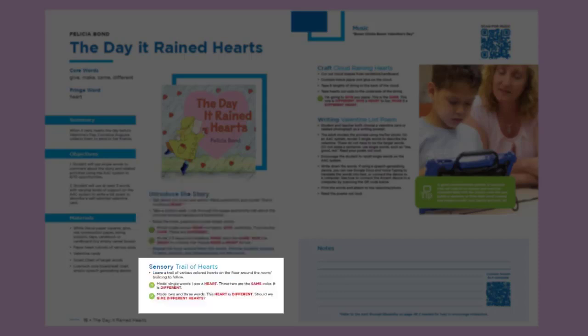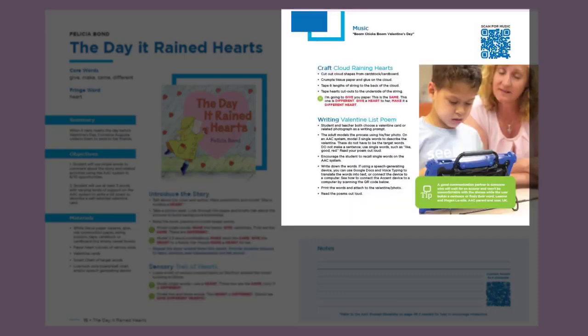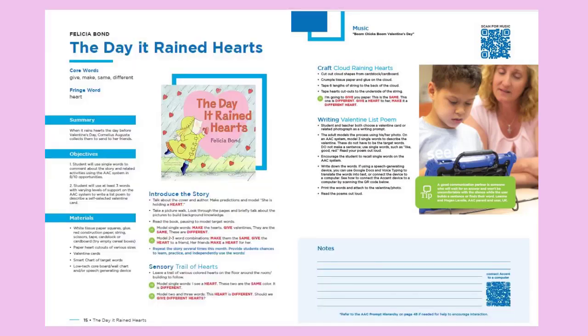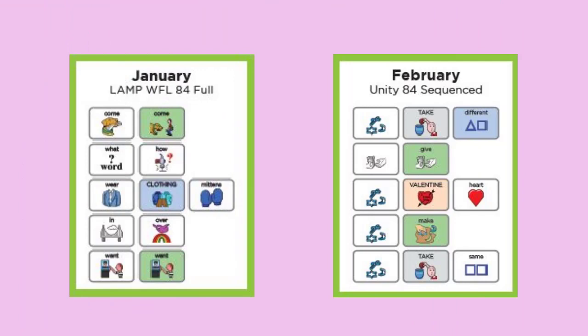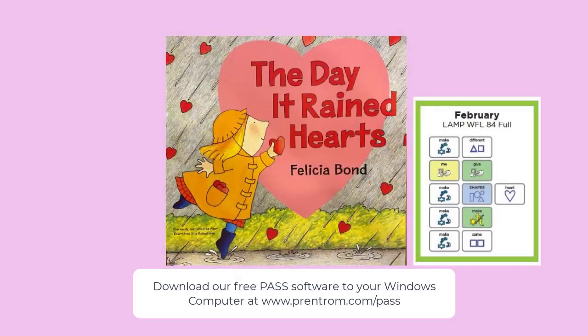You'll find additional activities for sensory, craft, motor, writing, and music. You'll also find smart charts for Language for Life 84 Full and Unity 84 Sequenced. You can use these when you're reading the story. If you need a different language configuration, feel free to use our free PASS software to make your own smart charts.